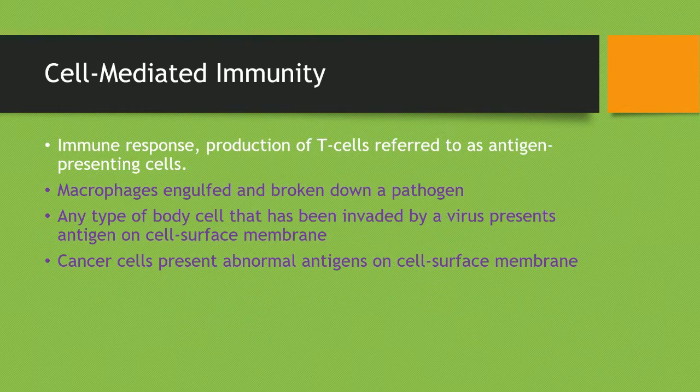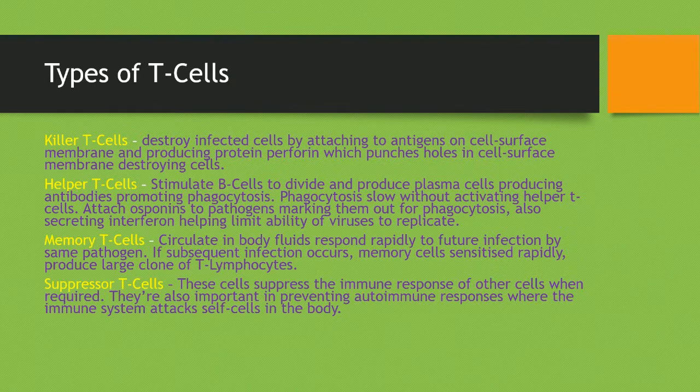So cell-mediated immunity then. This is for your T lymphocytes. In their immune response, production of T cells is referred to an antigen-presenting cell, and the macrophages will engulf and break down a pathogen. Any type of body cell that has been invaded by a virus presents an antigen on its cell surface membrane. So the foreign antigen is on the membrane. Cancer cells will present an abnormal antigen on the cell surface membrane, like I just said.